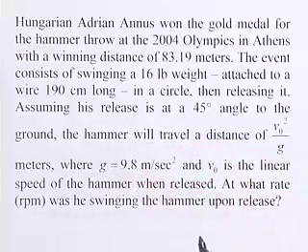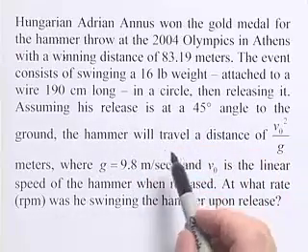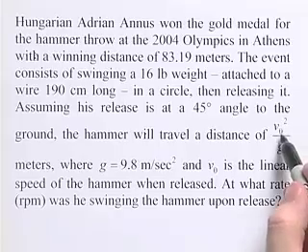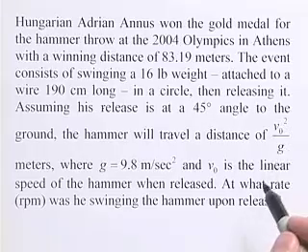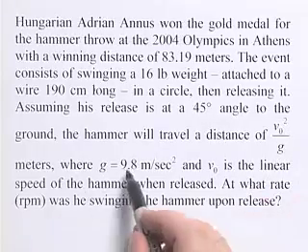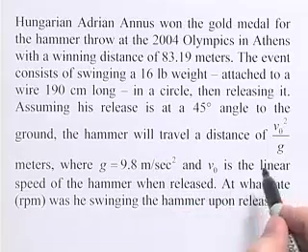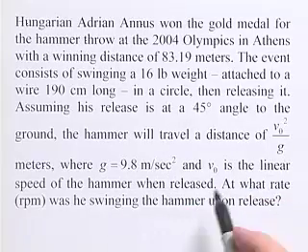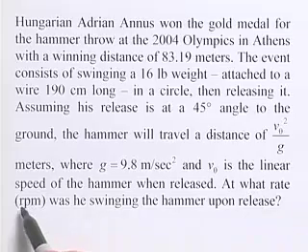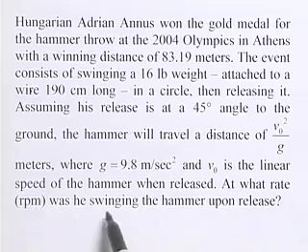Assuming his release is at a 45-degree angle to the ground, the hammer will travel a distance of v0 squared divided by g meters, where g is 9.8 meters per second squared for gravity. V sub 0 is the linear speed of the hammer when released. And we want to find the rate, that's revolutions per minute, that he was swinging the hammer upon release.